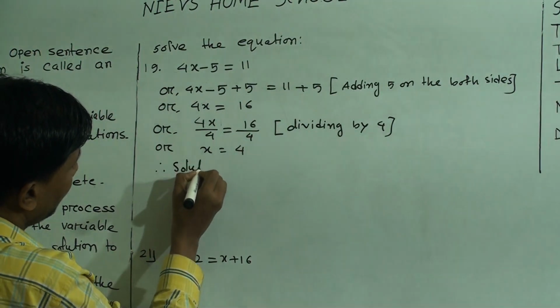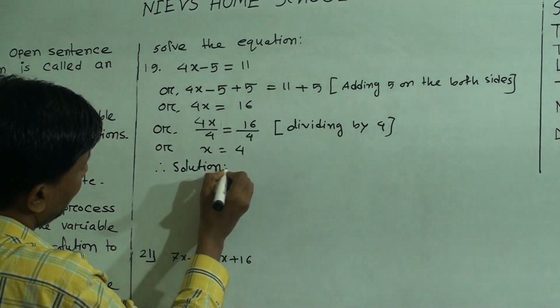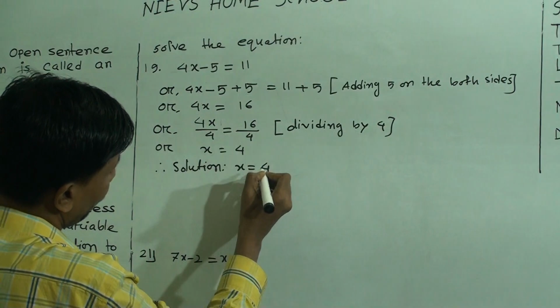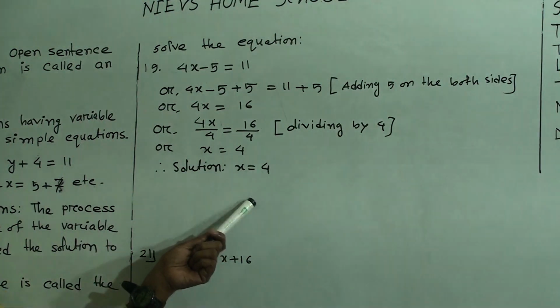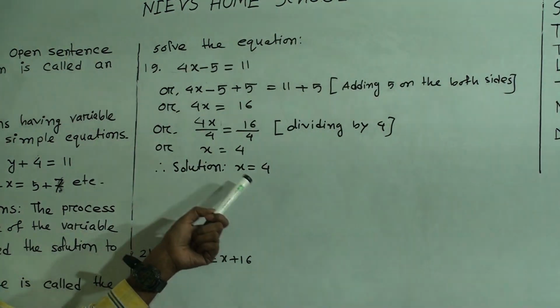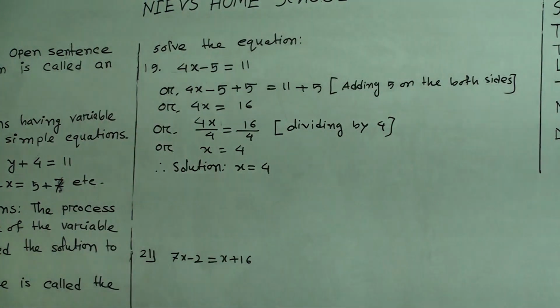Solution: x equal to 4. Okay, student, this is the solution for question number 9. This is the root of the equation. That means x equal to 4. This is the root of this equation. Okay, student. Now I will solve question number 21.